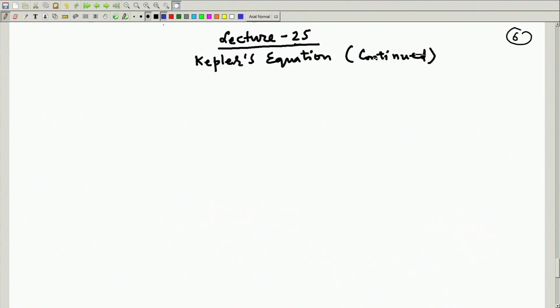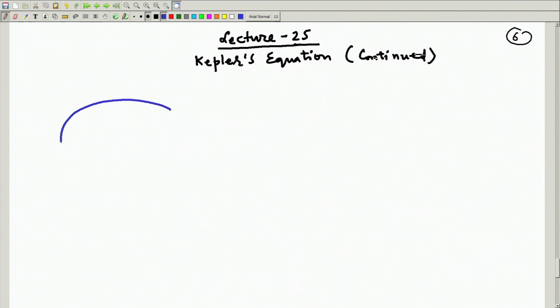Welcome to lecture number 25. We have been discussing Kepler's equation, and we used standard integration to solve this problem, working it out through various steps. Today we are going to look into the ellipse problem again, in a different way of looking at the same problem. If you are aware of these different ways, it will help you in solving various problems.